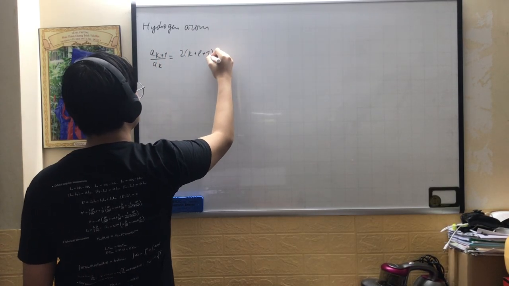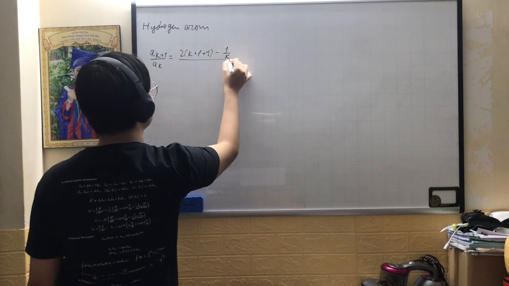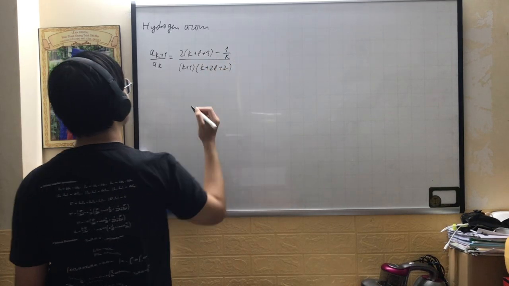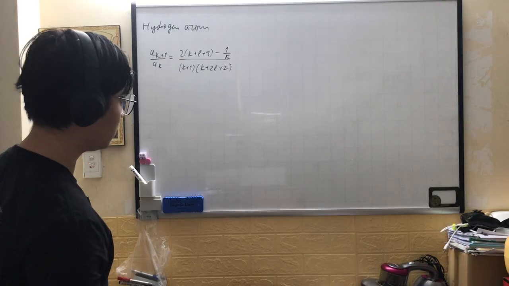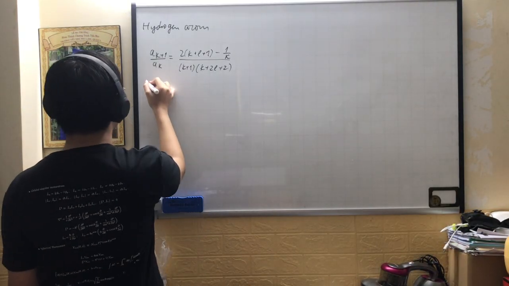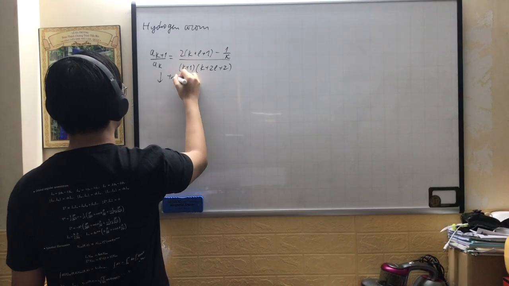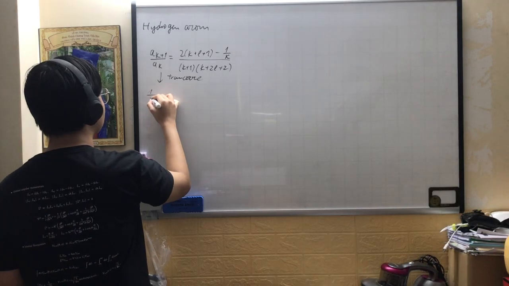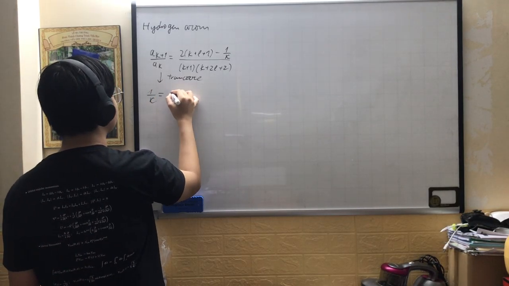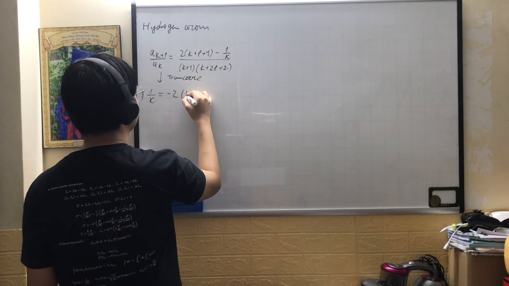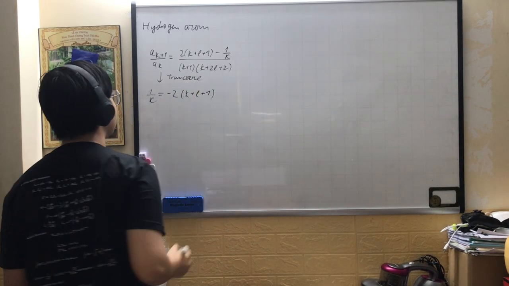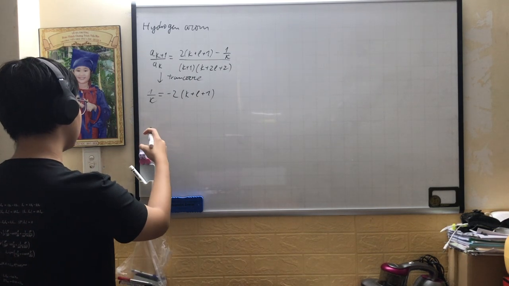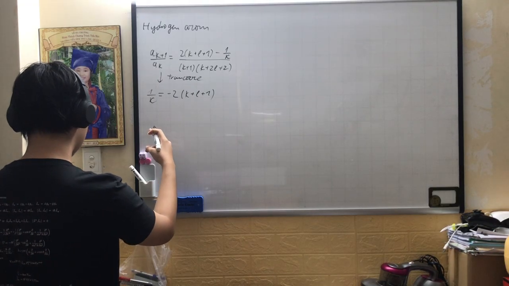Plus L plus 1. Okay, so we finished with this, I believe. Right, so this is our recursion relation. Now let's truncate this guy. Truncate, that would mean 1 over kappa would have to equal minus 2 k plus L plus 1. So here we can move our 2 over, and we keep most of these.